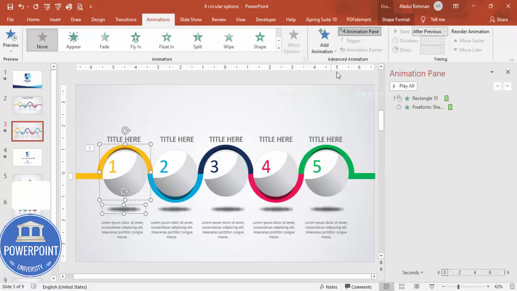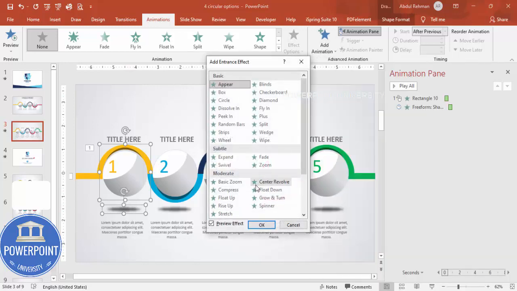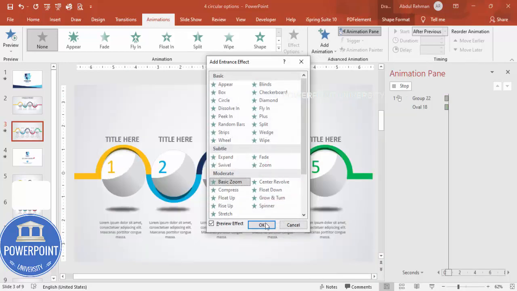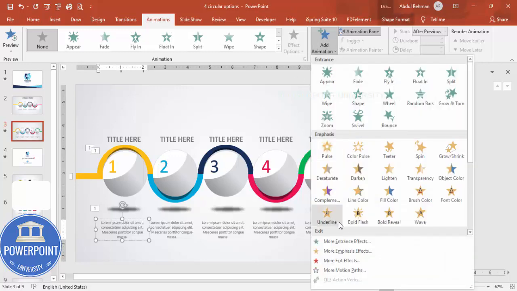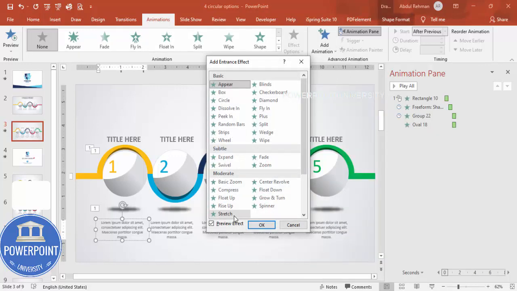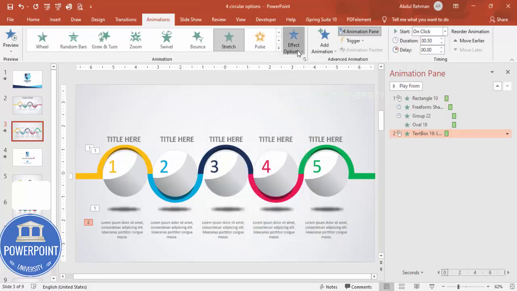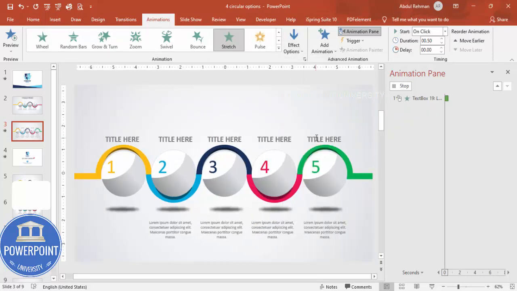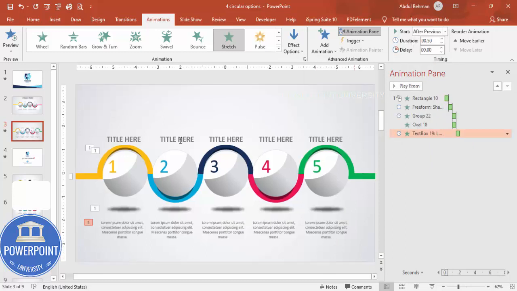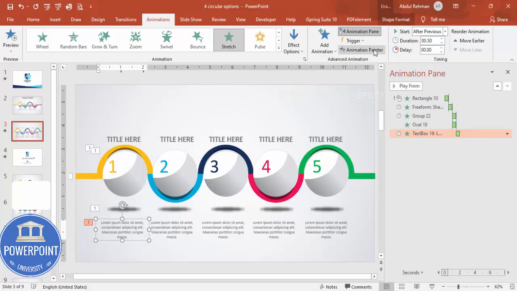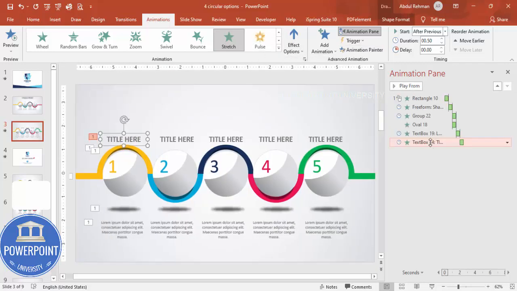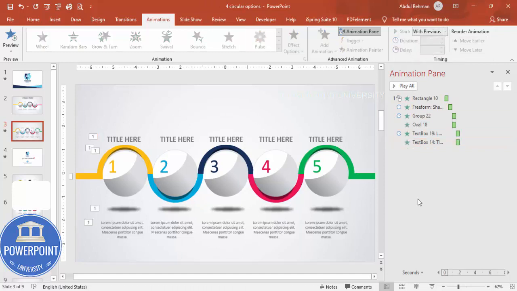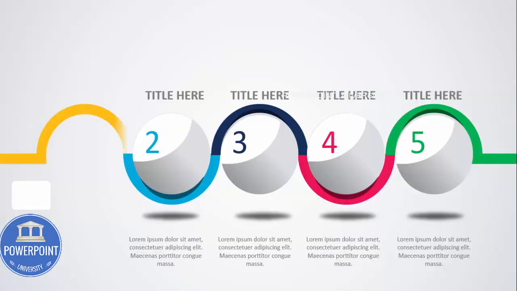And once that is done, this one should come, and this also. Both I'm selecting, the shadow effect also, add animation, more entrance effect, basic zoom, and click OK, and this should happen after previous. Okay, and then same, add animation, more entrance effects, stretch, click OK, it should come from top, and that should happen after previous. And I'm going to copy the animation with animation painter here, and for this it should come from bottom, and both should happen at the same time.